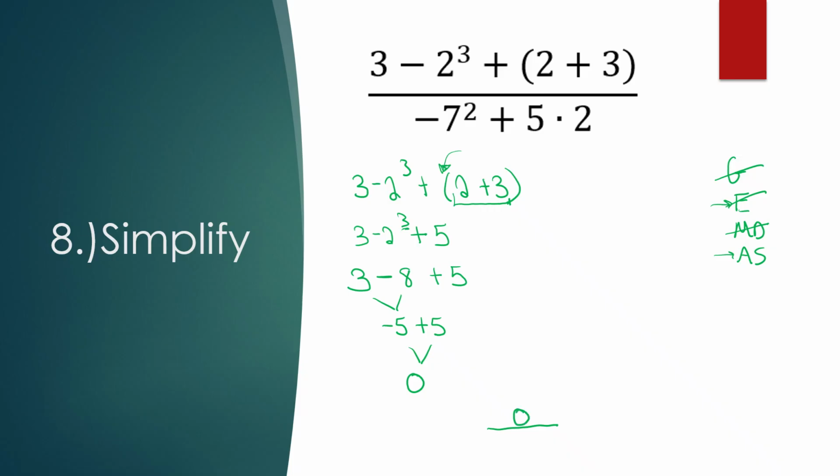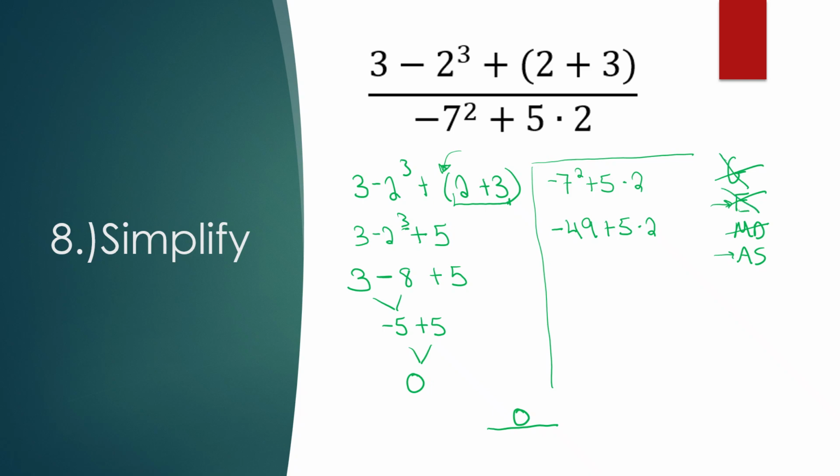Now I'm going to go back here, and I'm going to do the denominator. So negative 7 squared plus 5 times 2. Well, I don't have grouping. I do have an exponent, I have that square there. The negative is not part of the base, so I get negative 49 plus 5 times 2.